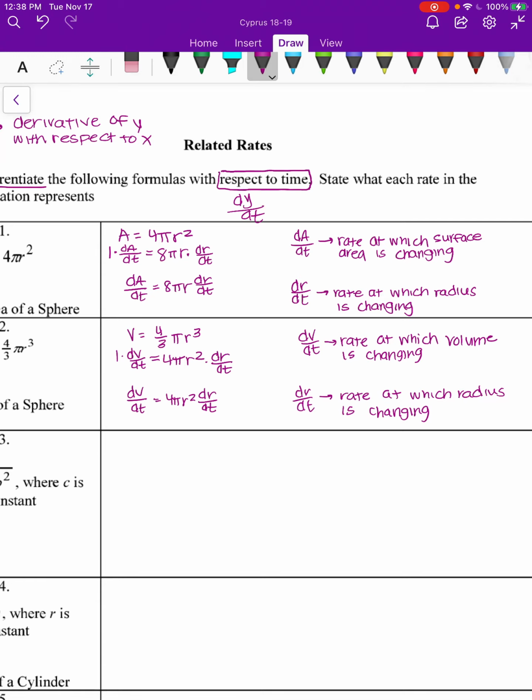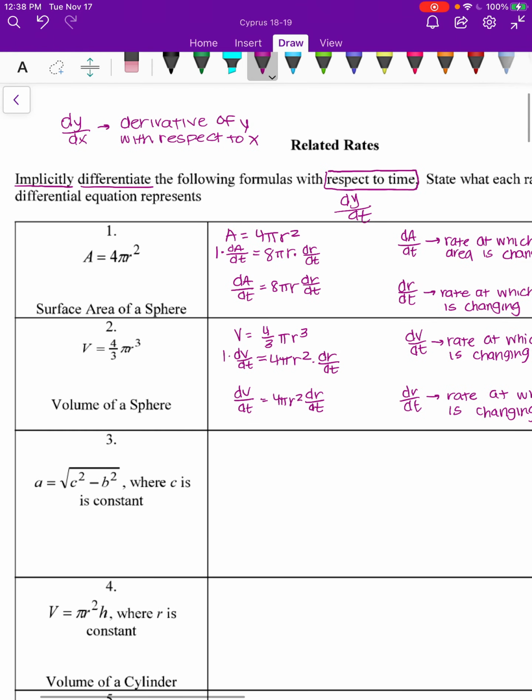Okay. The dt portion represents over time, so these rates are happening over time, the rate at which the surface area is changing over time. That's what that t on the bottom of this represents.